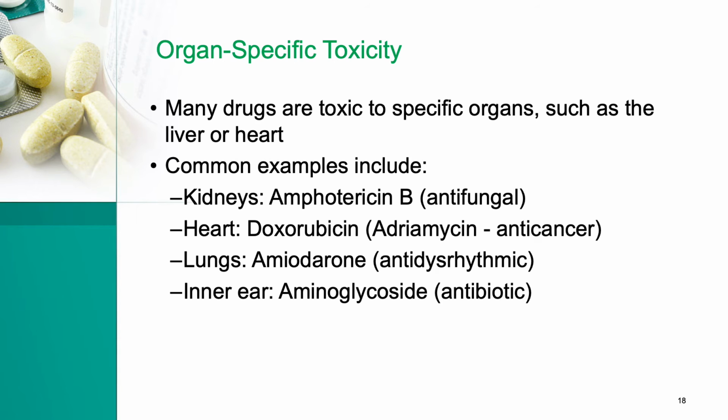The inner ear can be affected by aminoglycosides, which are antibiotics such as gentamicin or tobramycin. These are usually only given topically in primary care, but aminoglycosides appear to generate free radicals within the inner ear, with subsequent permanent damage to sensory cells and neurons, resulting in permanent hearing loss.